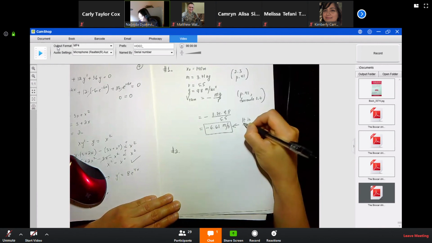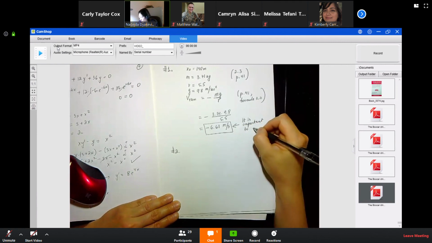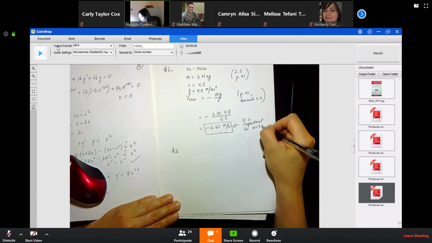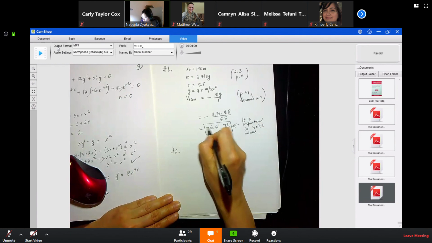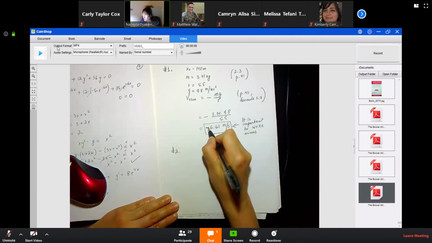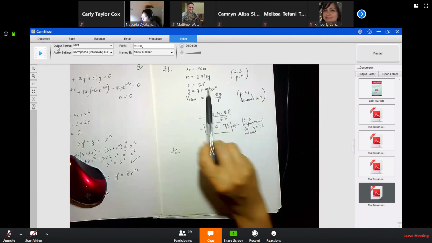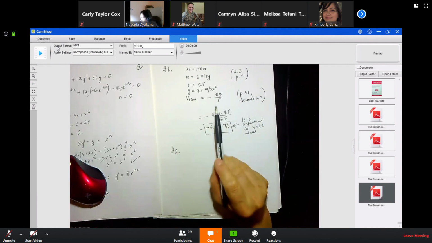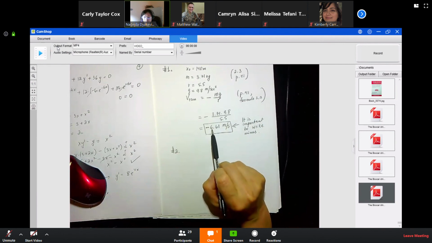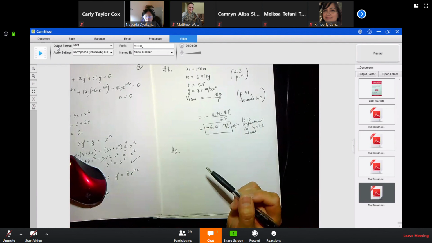It is important to write minus with your answer. It's extremely important because this is not speed we're looking for. We're looking for velocity, for terminal velocity. So this minus here has to be in your answer. And if it is missing, then it's wrong. You're saying that your object is going up instead of down, which is wrong.